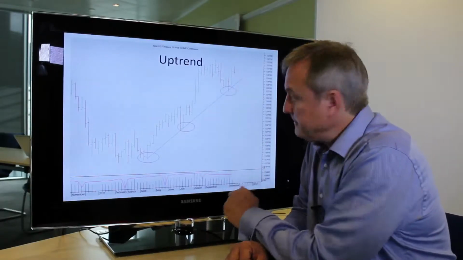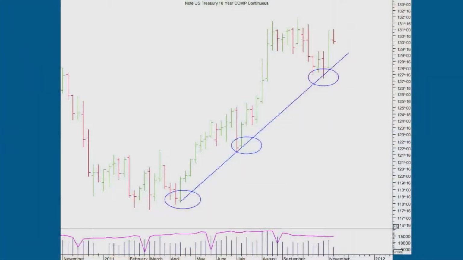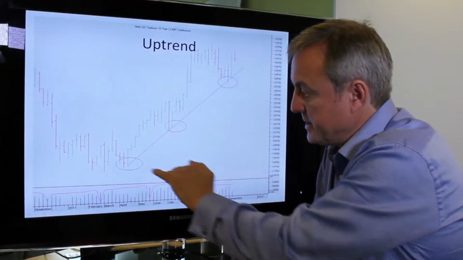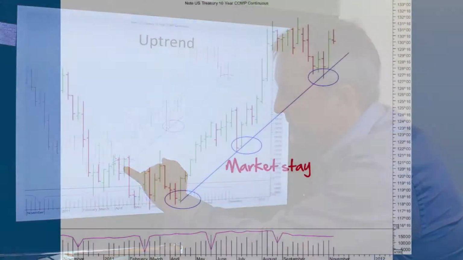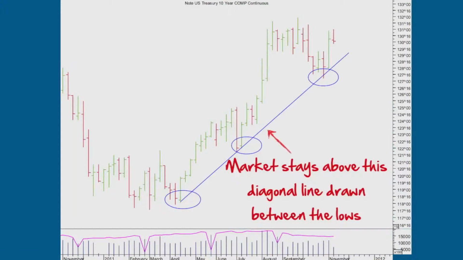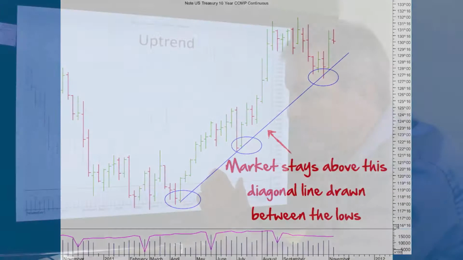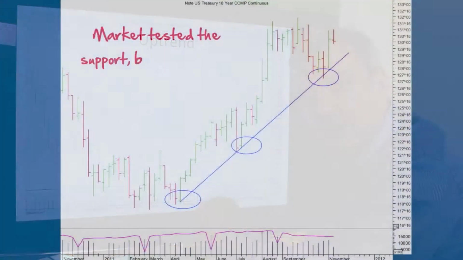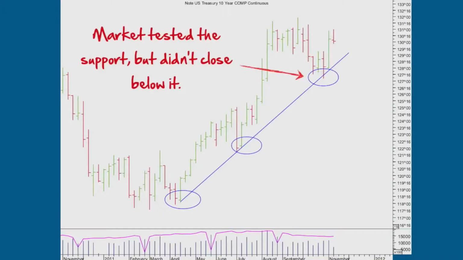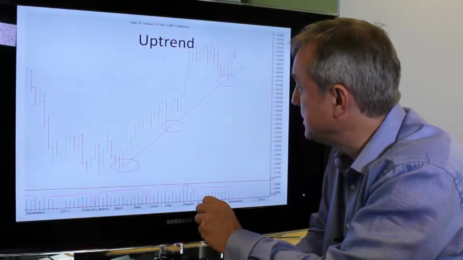Here then is an uptrend. It has a succession of higher lows and a succession of higher highs. The technical definition is basically that the market stays above a diagonal drawn between the lows. You'll see the market came down and tested the support, as we call it, from this diagonal, the trend line support, and bounced off it. The trend remains intact even though there was a very brief moment when it traded beneath that support.